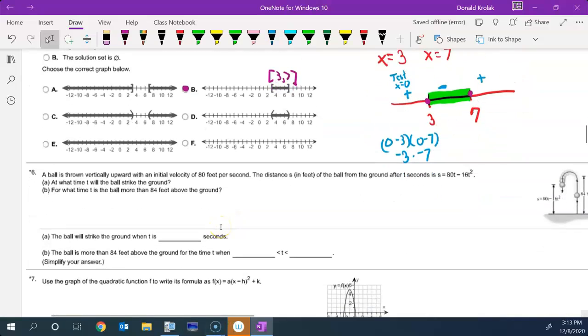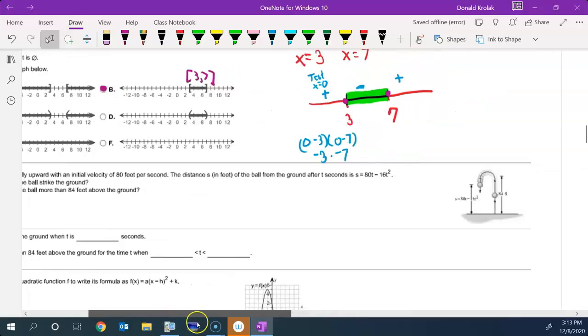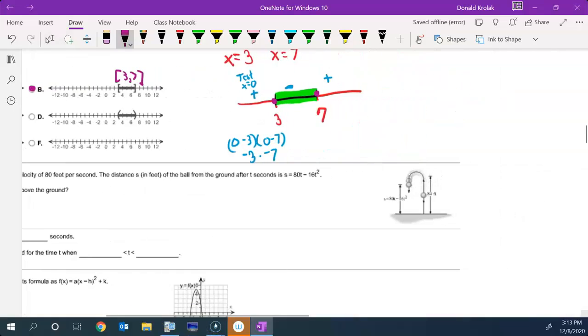All right, a ball is thrown vertically upward with an initial velocity of 180 feet per second. The distance s of the ball from the ground after t seconds is given by 180t minus 16t squared. At what time does the ball strike the ground? All right, so we threw a ball up, and at any time after that, this formula gives us how far it is above the ground. All right, so we want to do part A, when does it hit the ground?